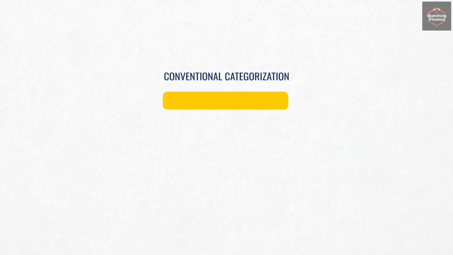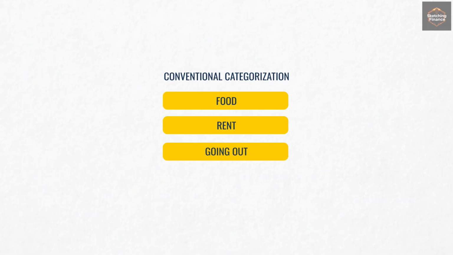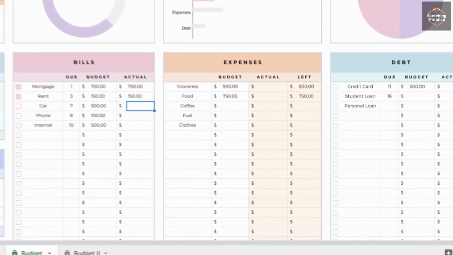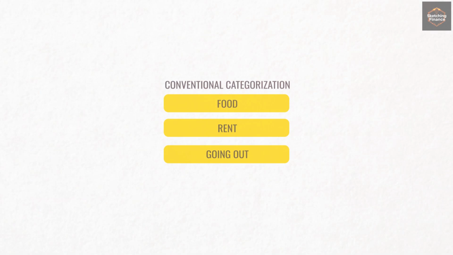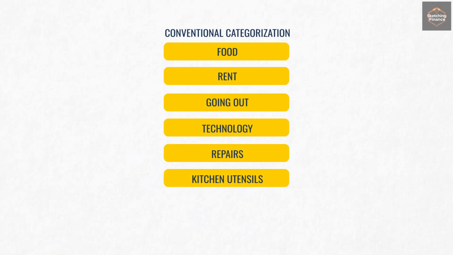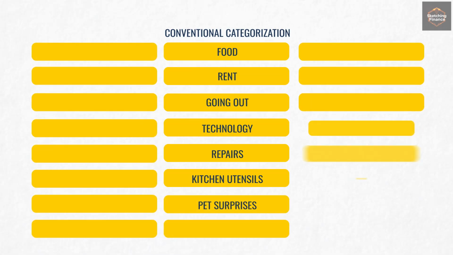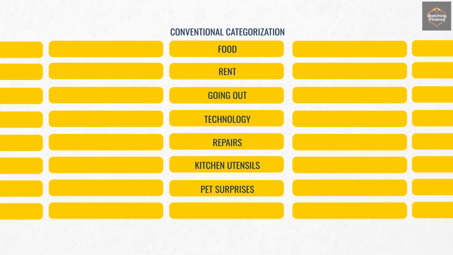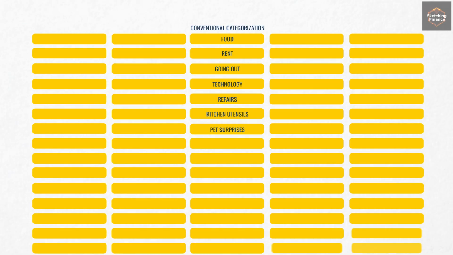Conventional income and expense tracker templates will give you one layer of categorization: food, rent, going out, and so on. Over time, however, as more expenses come in, the number of categorizations in your budget spreadsheet will increase. Add technology, repairs, kitchen utensils, maybe even a category for pet surprises. With so many labels, it's easy to lose oversight. And if you consolidate many labels into one, you may easily oversimplify.